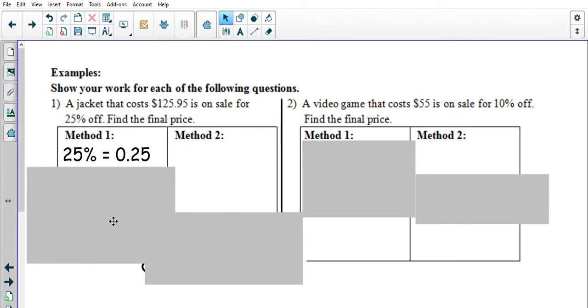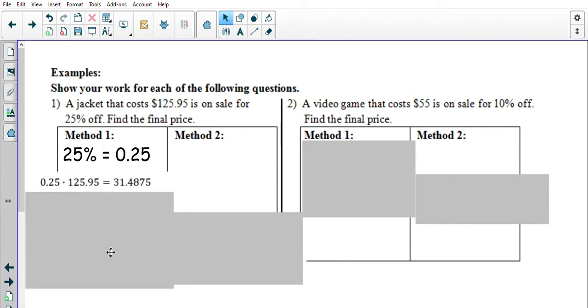So 25% as a decimal is 0.25. We're going to take 0.25 times $125.95, and that gets us 31.4875. Notice how I'm not rounding it. That's the amount you're going to save. This is why this method is a little tedious.